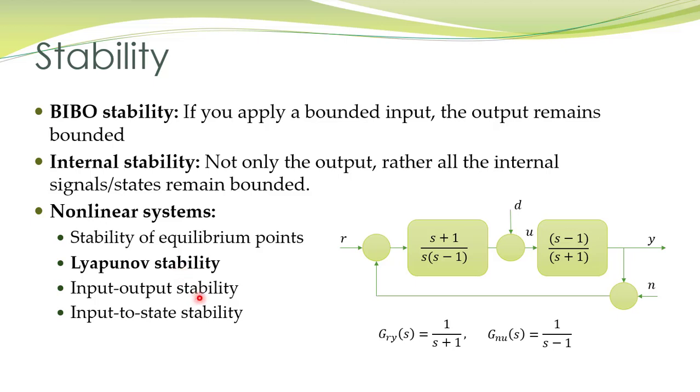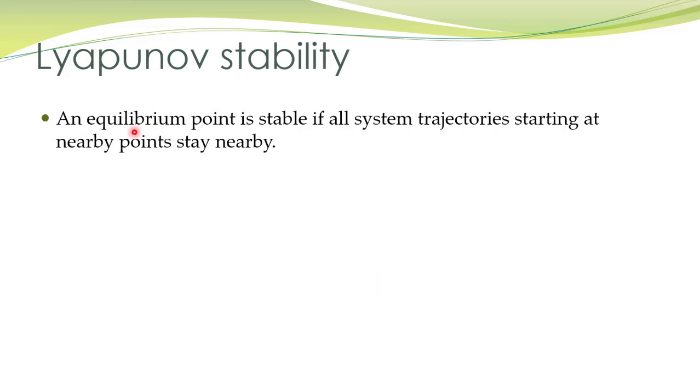There are other notions of stability as well for nonlinear systems, that is input-output stability and input-to-state stability. So if we get time, we shall talk about these two concepts at the end of the course, and here we talk about Lyapunov stability in much more details. So what is Lyapunov stability? An equilibrium point of a system is said to be stable in the sense of Lyapunov if all system trajectories starting at nearby points stay nearby. So here this phrase needs further explanation.